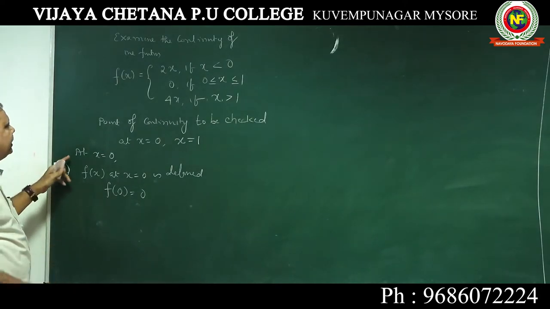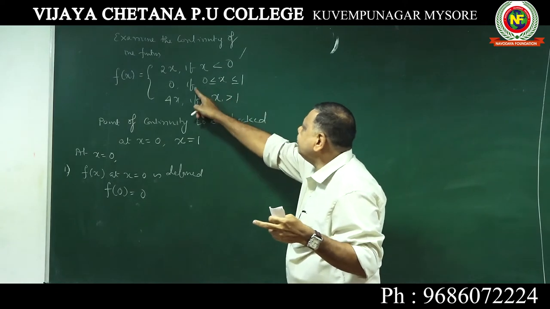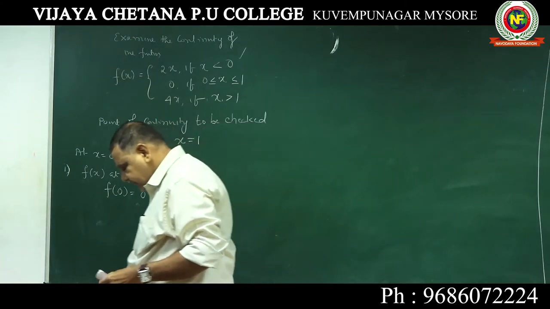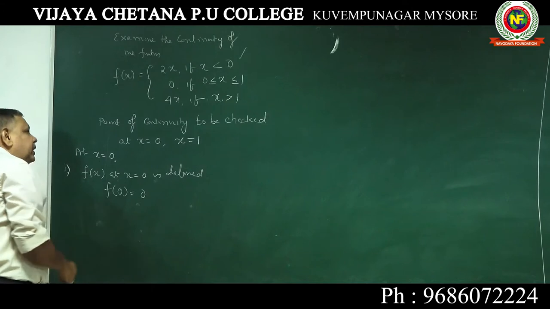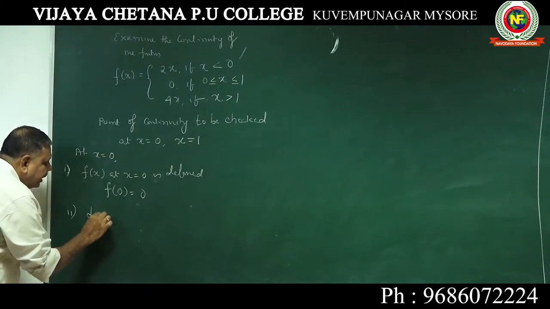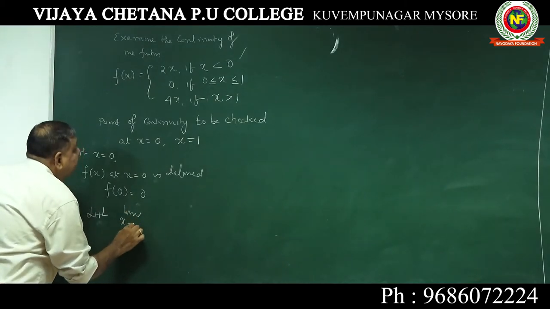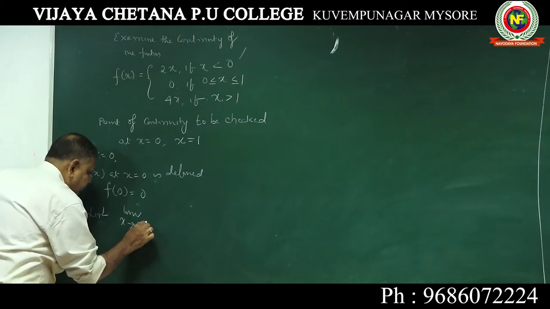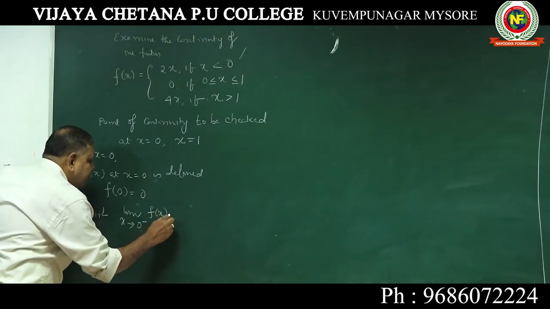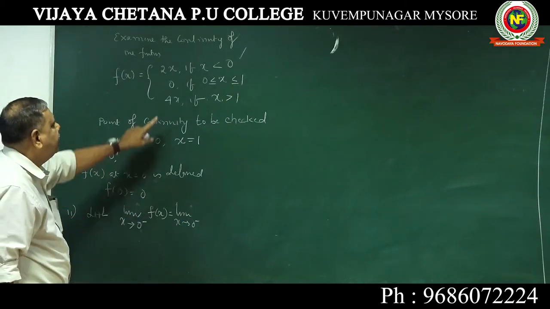Second condition: we take the left hand limit and the right hand limit. Check whether the left hand limit is equal to the right hand limit, so that the limit exists. Then see whether that limit value and f of 0 are the same; then you say it is continuous. Left hand limit: limit as x tends to 0 minus of f of x, with x less than 0.